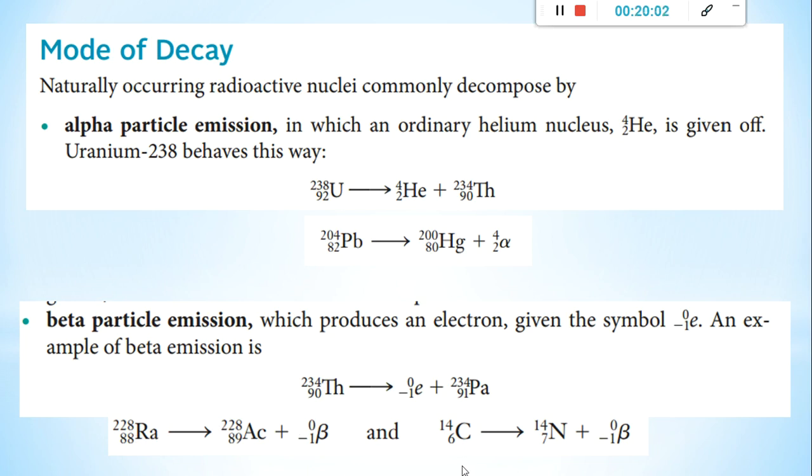So we have here another example. Carbon 14 will yield nitrogen 14 plus a beta particle. So basically, the product will be nitrogen, okay, with 14 mass number and with 7 atomic number. Okay, so they are balanced. The atomic numbers and the mass numbers on each side of the nuclear equation are balanced.